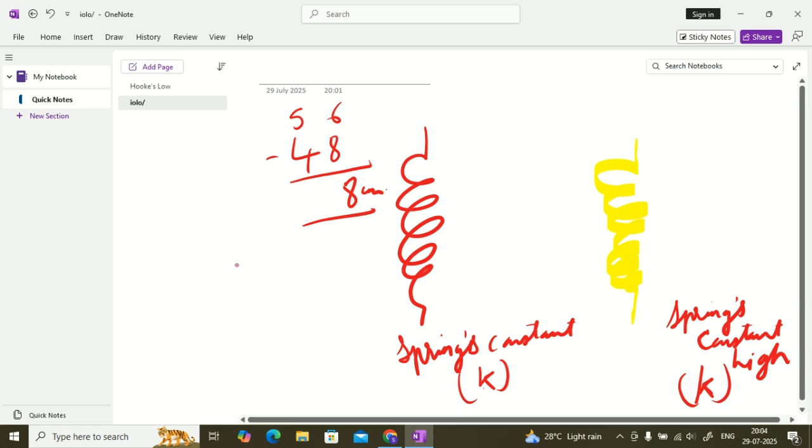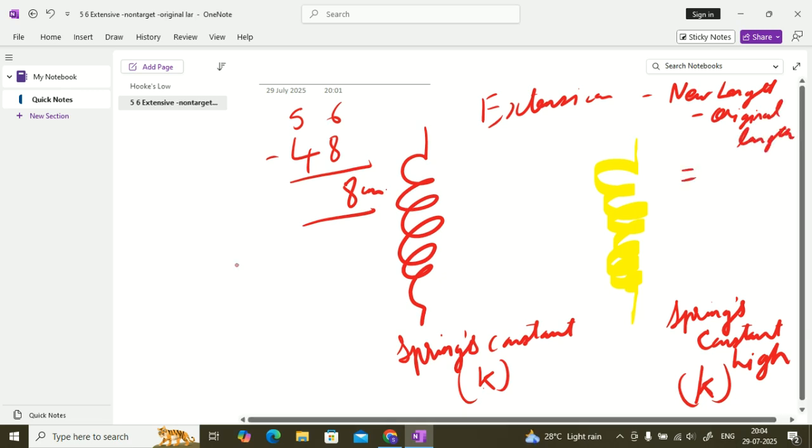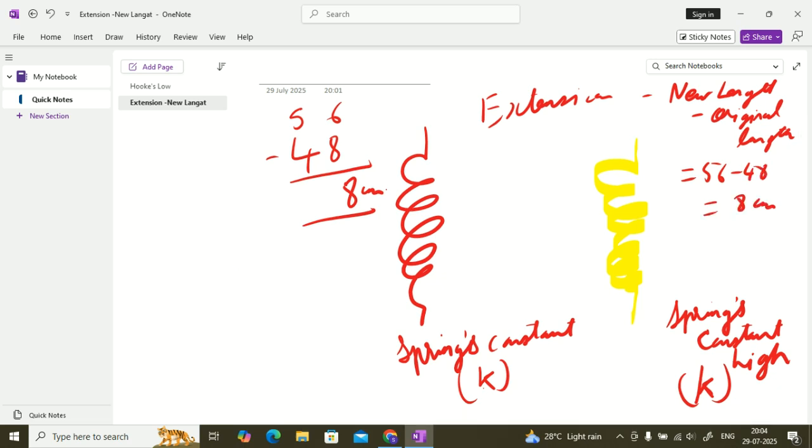So extension is nothing but the difference between the original length and the new length. So new length minus original length. That will give you 56 minus 48. That is going to give you 8 centimeters.